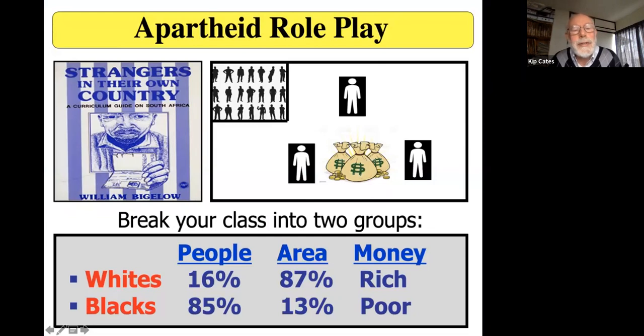You can also deal with prejudice in terms of role plays, discrimination experience activities. One activity I used was an apartheid role play, which was kind of fun to do. Back in the apartheid days, an American high school teacher wrote a book called Stranger in Their Own Country, a curriculum on South Africa and apartheid. And he has a simulation that I used for years in my English class.